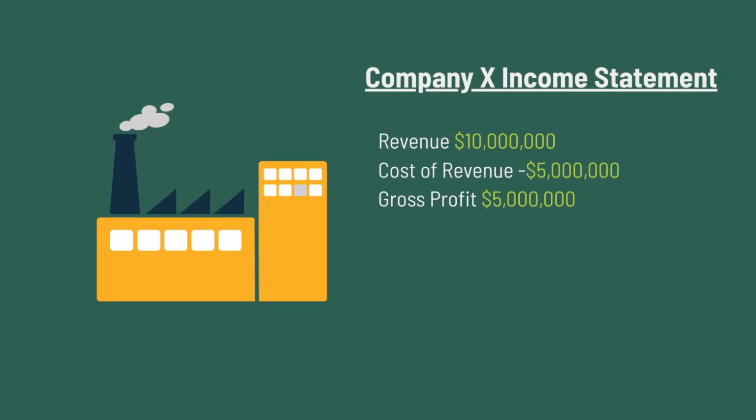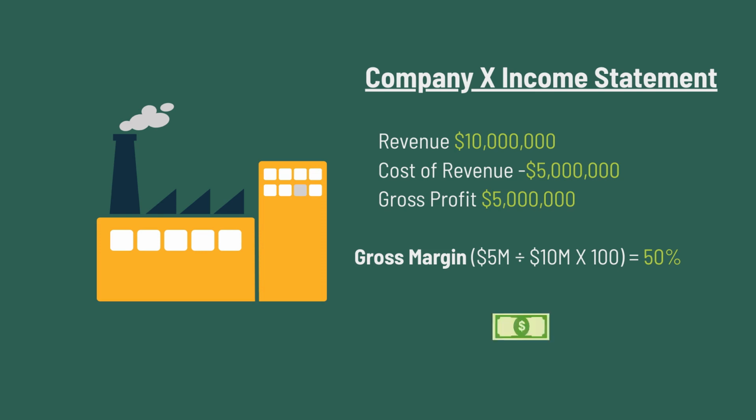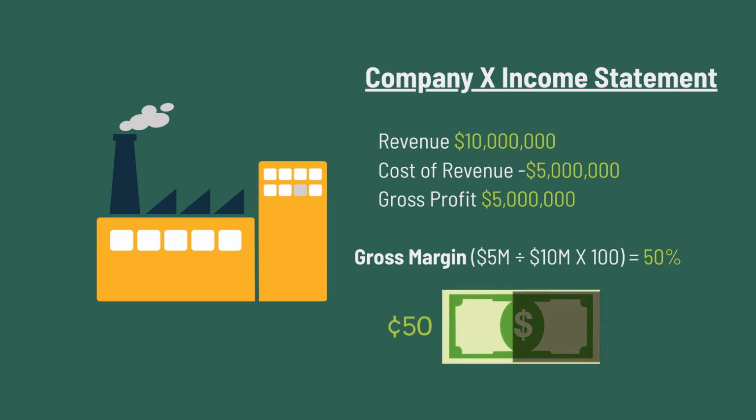For example, Company X produces $10 million in revenue and has a cost of revenue and a gross profit of $5 million. So your gross margin will be 50%. In other words, the company keeps 50 cents per each dollar sold, or $5 million from those $10 million generated.